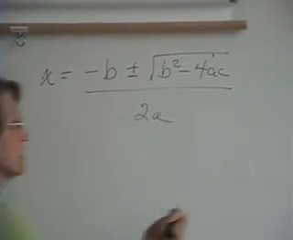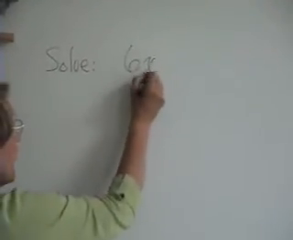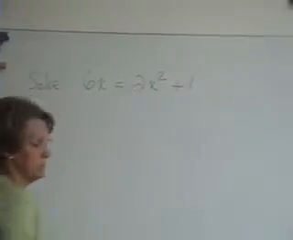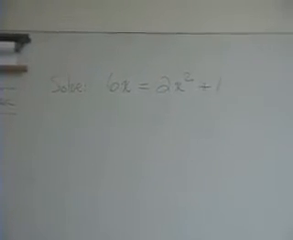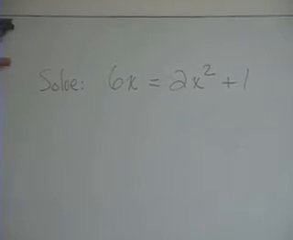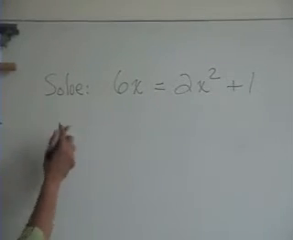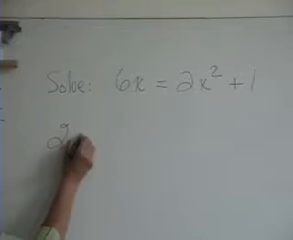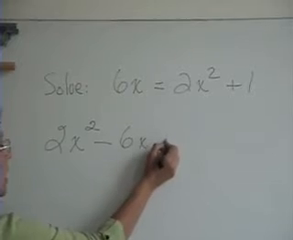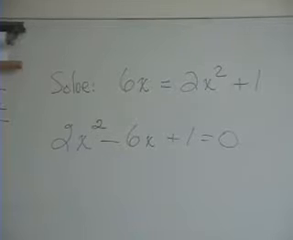Let's try something like this. Solve 6x is equal to 2x squared plus 1. Now remember we said that the first step in order to solve this by using the quadratic formula is to write it in the form of ax squared plus bx plus c equals 0. So I'm going to rewrite this as 2x squared minus 6x, because that comes over to the other side, plus 1 equals 0. And now we're going to identify our values of a, b, and c.